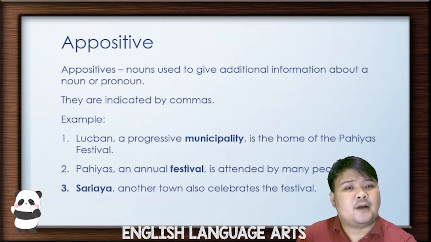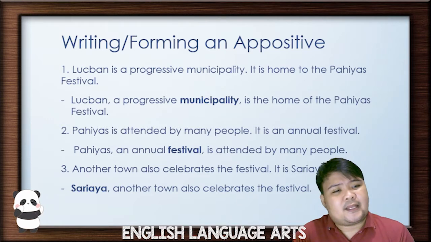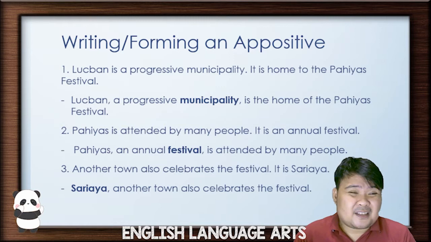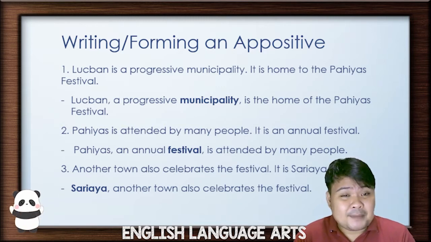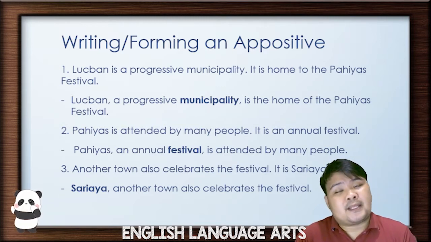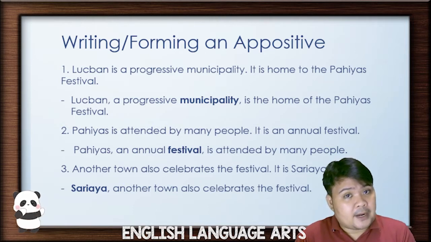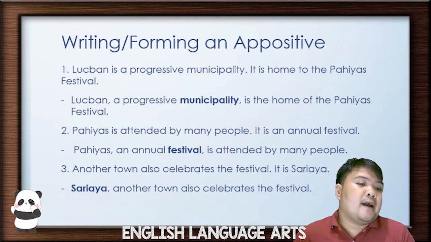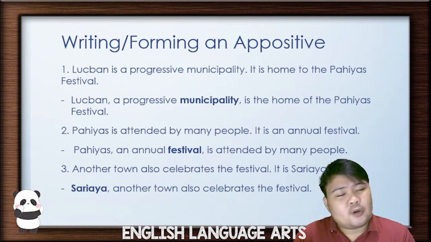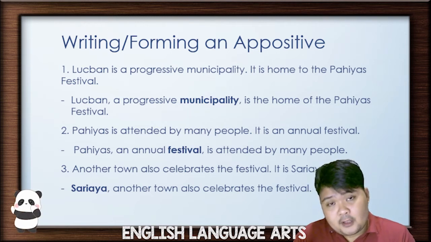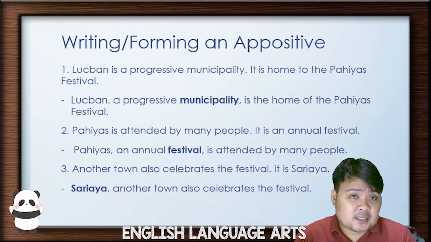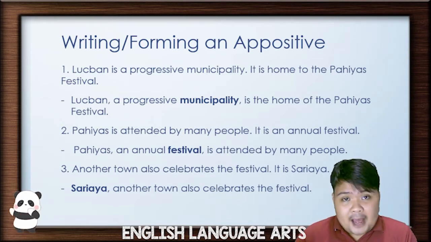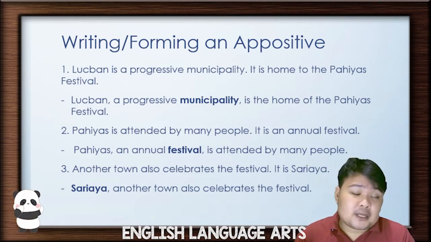Now, in forming appositives, they can be written in many ways, but we will only discuss two. The first one is if it is in the middle of a sentence. Then you have to put a comma before and after the appositive phrase. Take note, it is a phrase. If you'd like to start with it, you don't start your sentence with a comma. You start with the appositive and then end the appositive with a comma. For example: Sariaya, another town, celebrates the festival. After your appositive, Sariaya, you put a comma.